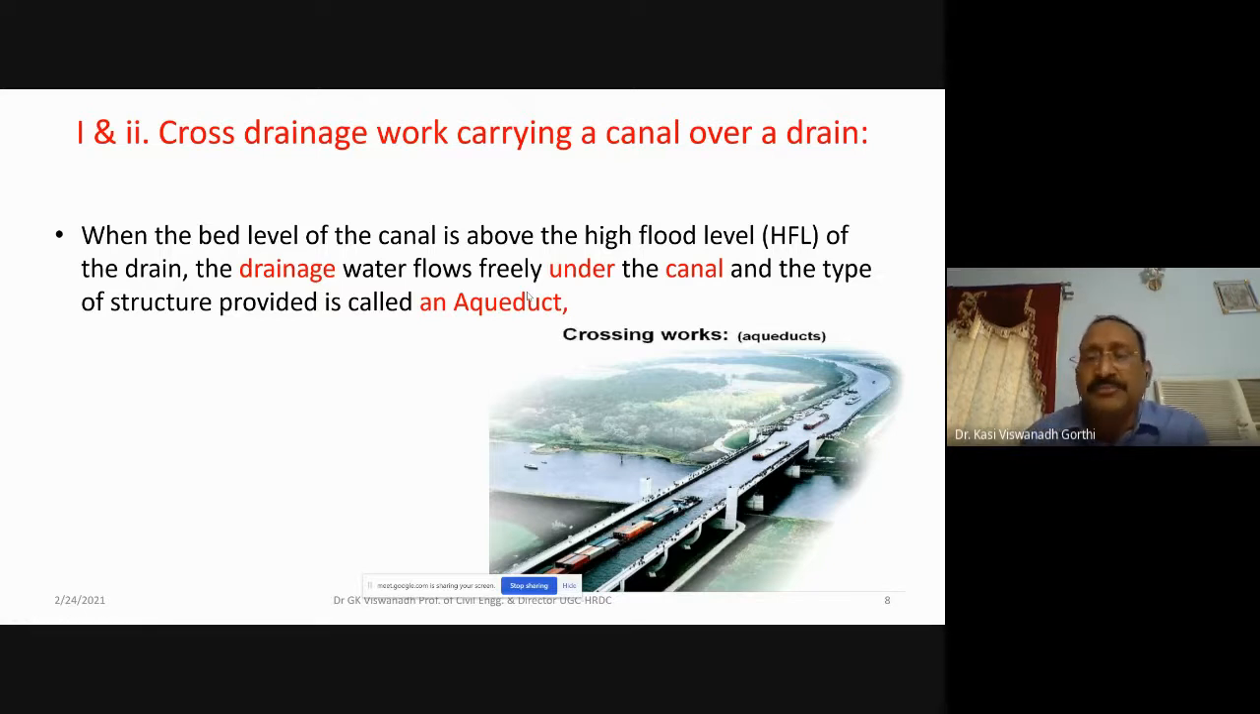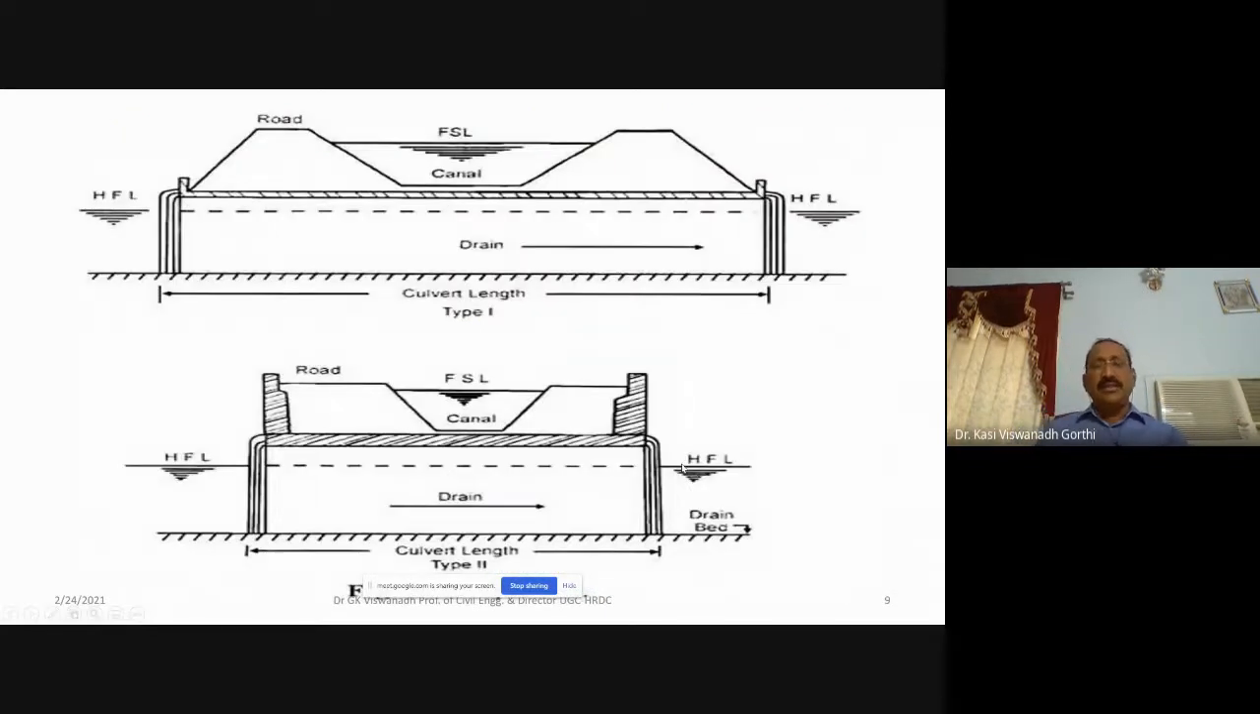You can see here, this is the stream, and here perpendicular to that, the canal is flowing. If you see the canal level and the HFL of the drain, HFL of the drain is much below the canal bed level. So in such cases, the structure that is provided is called aqueduct. You can see here how. So at the bottom, drain is flowing. This is HFL of the drain, high flood level of the drain. Over and above this high flood level, the bed level of the canal is there.